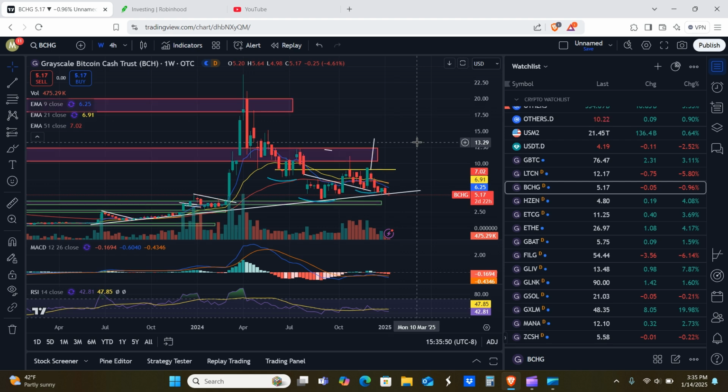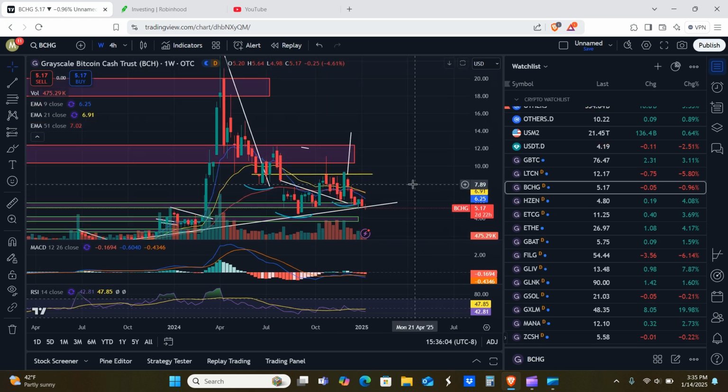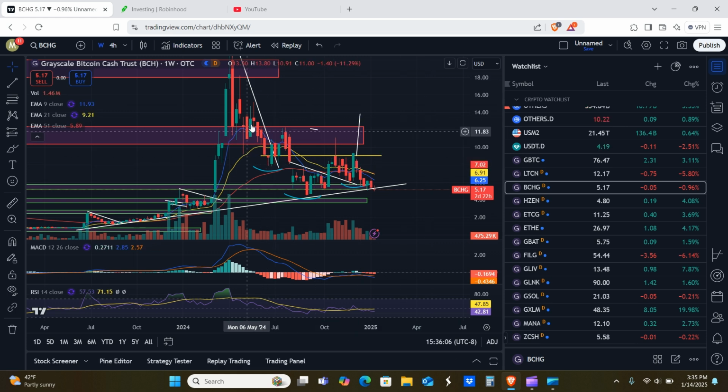So BCHG, retesting these lows down here. You can kind of see it is pushing against both the trend line and these lows of these candles here, with the exception of these two. We have this inverse head and shoulders pattern here with a target of roughly about $14 still potentially in play at some point. These head and shoulders patterns, or inverse in this case, can't really get negated, so to speak.